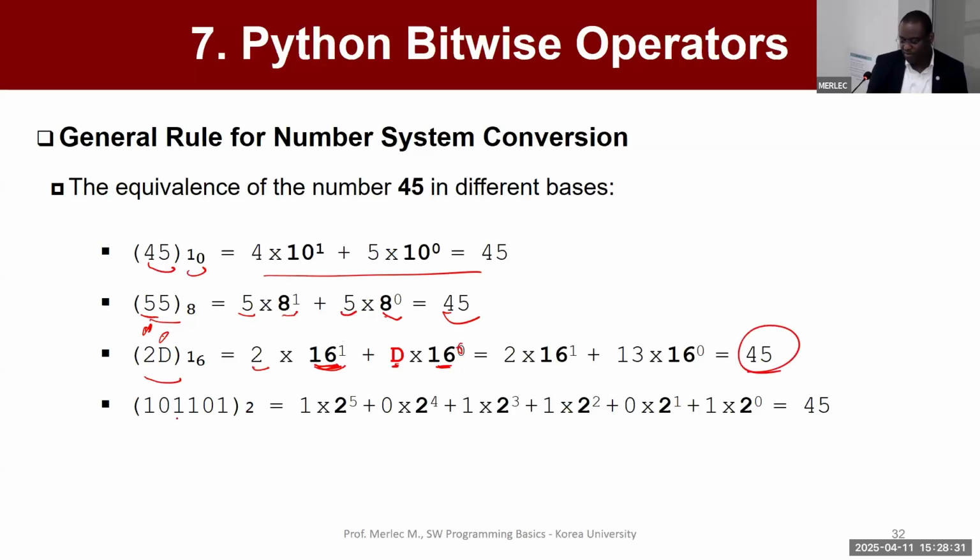Binary, same. The highest bits will be 0, 1, 2, 3, 4, 5. The highest index is 5. 2 to the power of 5 multiplied by 1. Then the next one will be 0 multiplied by, this will give you 0. And then this one will give you 2 to the power of 3, which gives you 8. Then plus 4. Then plus 0. Then plus 2. Then this will give you 45.